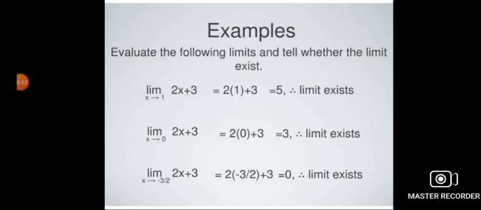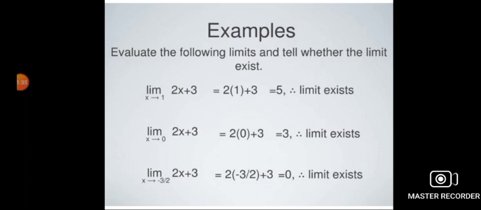Examples. Evaluate the following limits and determine whether the limit exists. The limit of the function 2x plus 3 as x approaches 1. 2 times 1 plus 3 is equal to 5. The limit exists. The limit of the function 2x plus 3 as x approaches 0. 2 times 0 plus 3 is equal to 3. The limit exists.